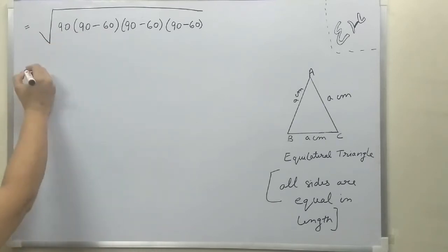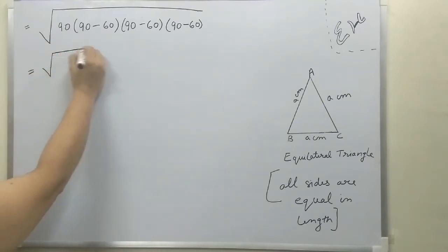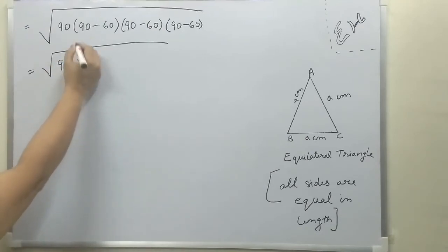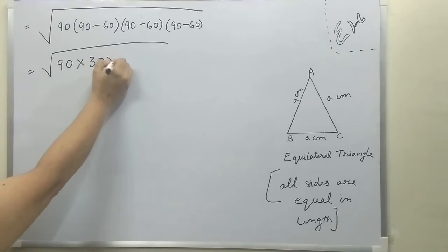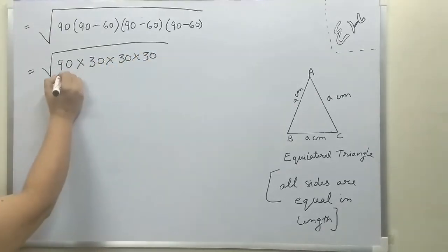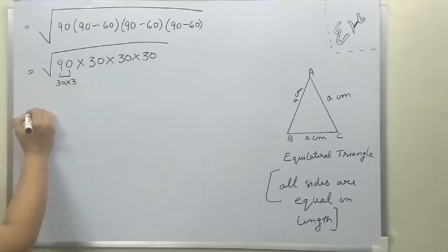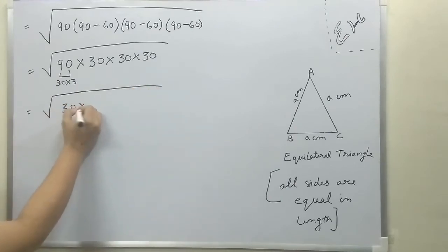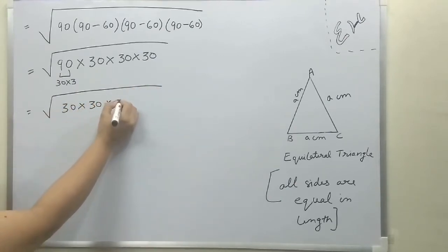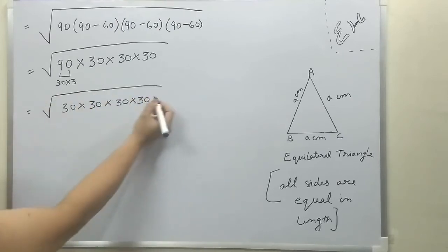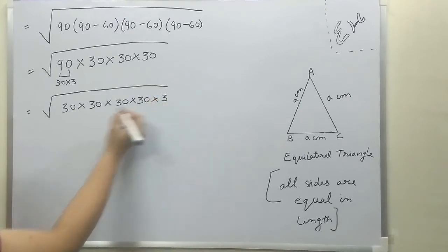Now when you put the values you will get this. This is 90 multiplied by 90 minus 60 is 30. 30 into 30. You can write 90 as 30 into 3. That is 30 into 30 into 30 into 3. Whether you put 3 here or here, it means the same thing.